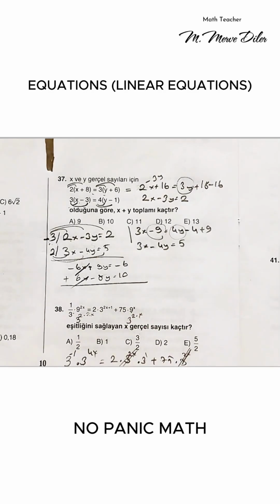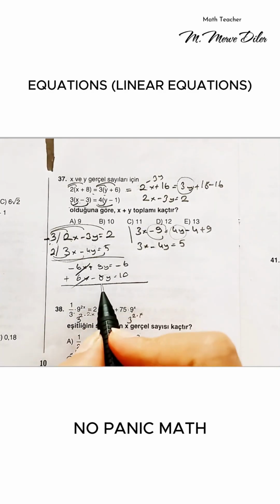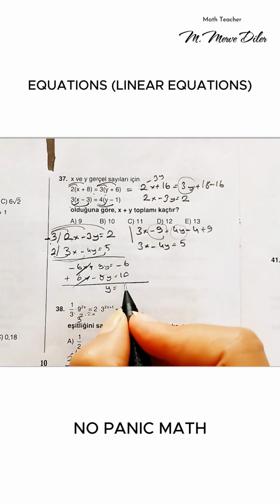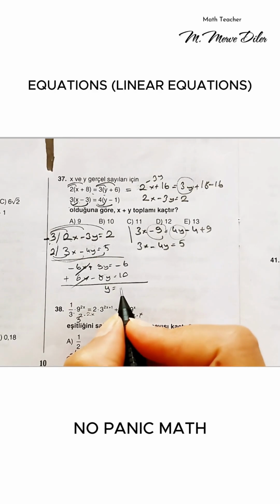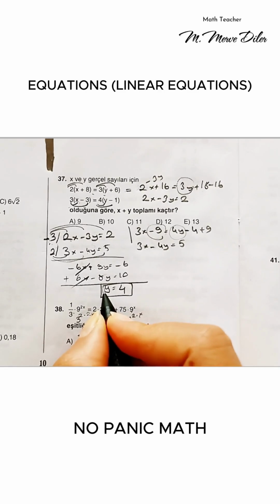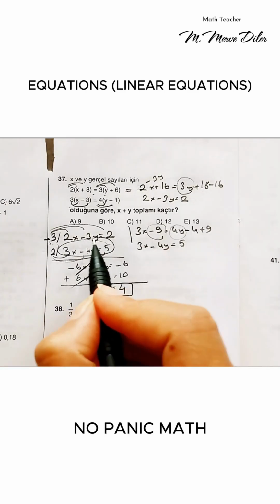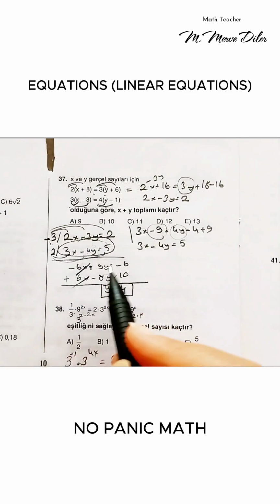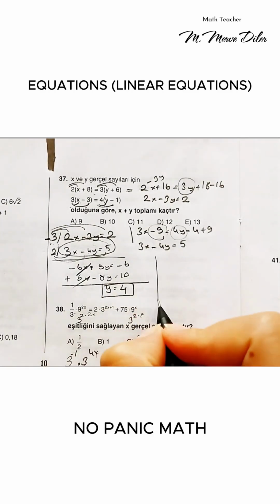Look, now we've gotten rid of the x's. They're gone. If I subtract 8y from 9y, I'll be left with y. If I subtract 10 from negative 6, friends, our answer will be 4. Now we know the value of y. So what are you going to do now? Take any equation here, friends. It doesn't matter if it's the one above or below. You're going to find x.